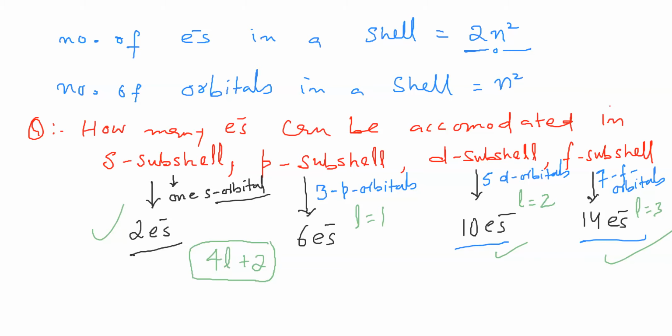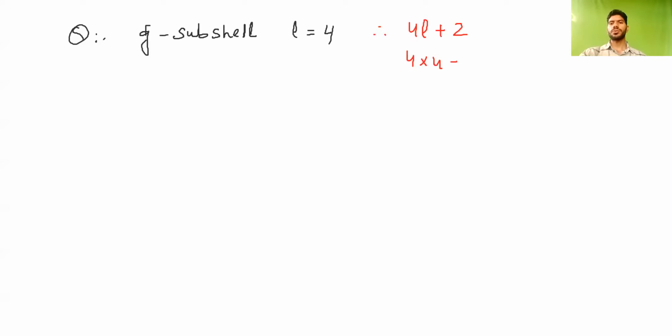Yes. Okay. Now tell me, if I ask how many electrons can be accommodated in the g subshell. For example, let me write it here, I have the g subshell. So what is the l value for g? It's 4, right? Therefore, how many electrons can be accommodated? It will be 4l plus 2, right? So that is 4 into 4 plus 2. That is 18, right? Got it?